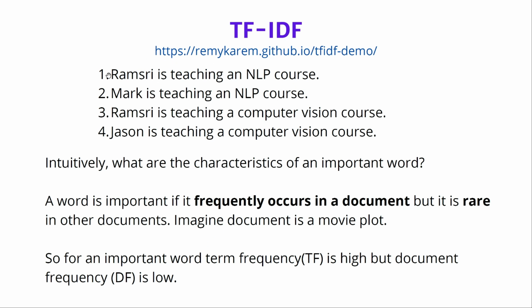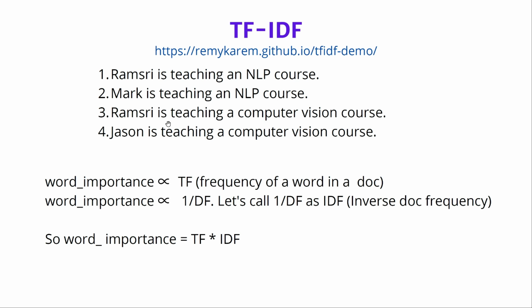So essentially, for a word to be important or prime or keyword, the word's term frequency should be high in the document and the document frequency should be low. That is, across the documents, the presence should be rare. Simply put, a word's importance is directly proportional to term frequency, that is how frequently a word comes in a document, whereas it is inversely proportional to the document frequency. That is, the lesser the document frequency is, the more the word importance is.